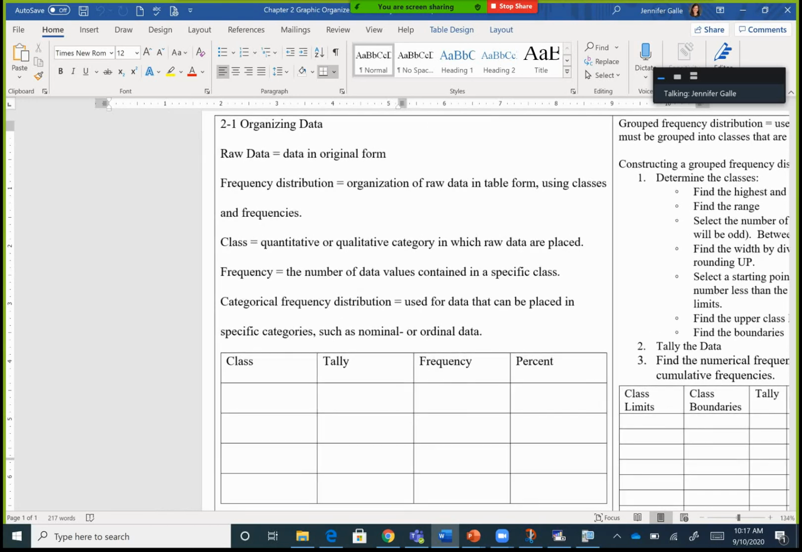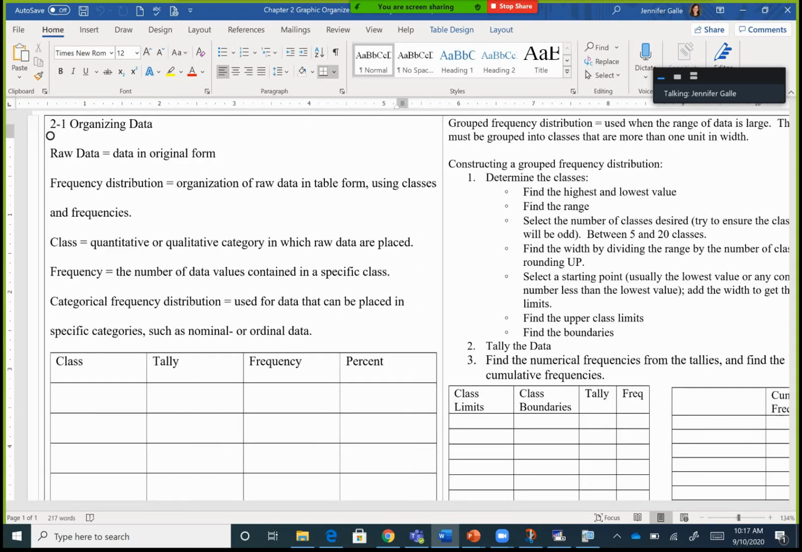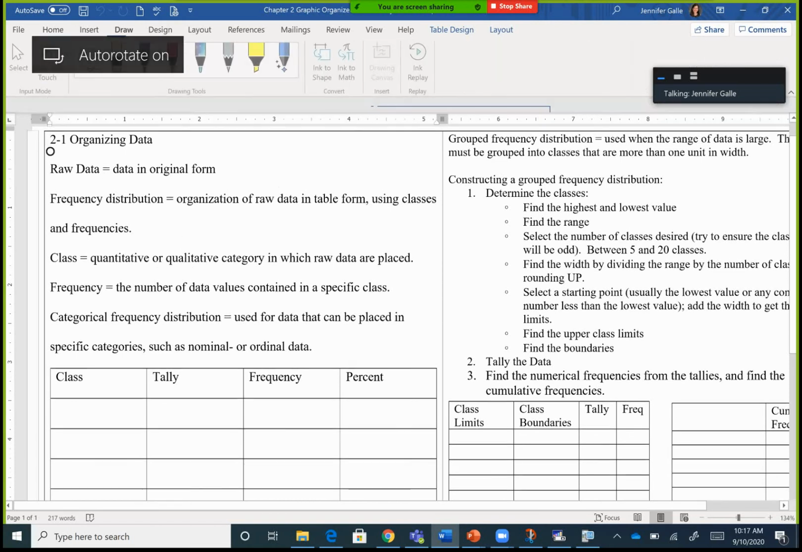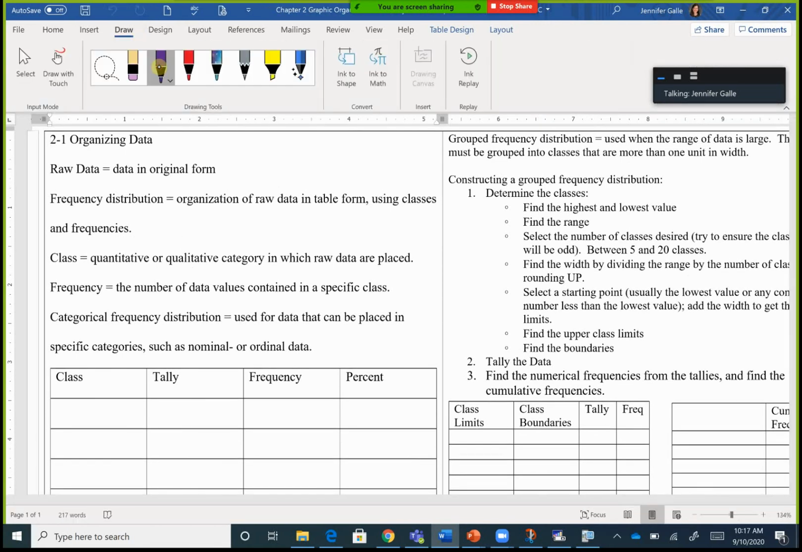All right. So the organizing piece. I'm at the top left of your sheet. Everything is filled in on my screen up here, but I left the definitions blank for you.